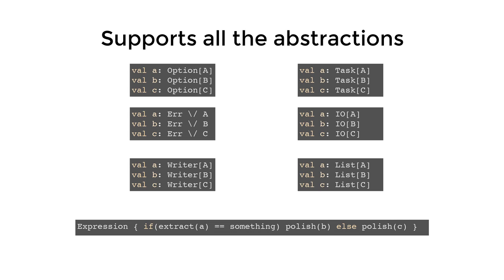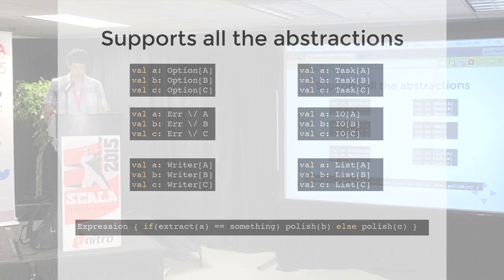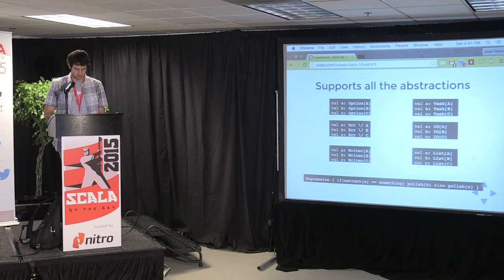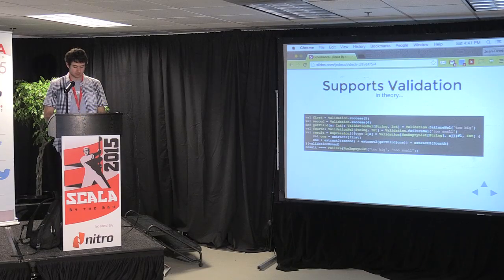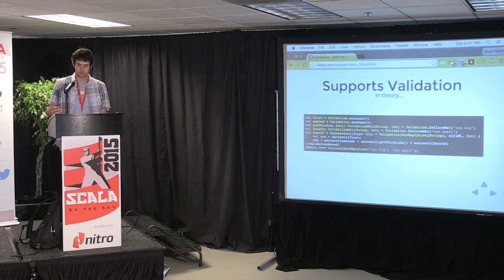And one of the nice things, like for comprehensions, this supports any notation, so option, either, writer, list, I/O, task. It's fully generalized notation. And also it supports validation, which is interesting. I wrote "in theory" because I was working on this a few minutes ago and I didn't quite get it to work. But in theory, a really interesting thing is, validation doesn't work in for comprehensions because there's no monad defined for it. And the reason there's no monad is because the idea of validation is to accumulate errors, and the way to do that is using applicative. And that all makes sense.